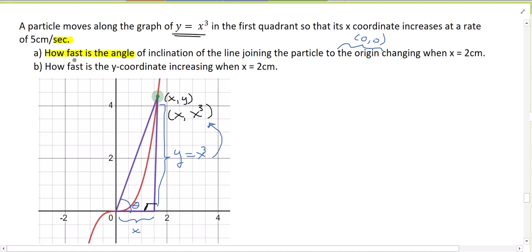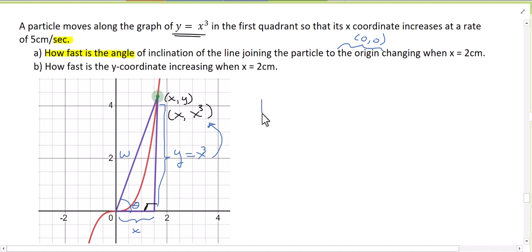All right, so how fast is the angle of inclination of the line joining the particle to the origin changing when x is 2 centimeters? So here is our picture with variables. We have theta, x, and y. Those are the things that are changing. I guess technically this is also changing, so you can call it something else, w. So let's identify our d what.